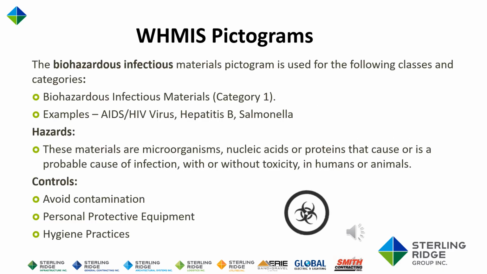The biohazardous infectious materials pictogram is used for the following classes and categories: biohazardous infectious materials, Category 1. Examples: AIDS/HIV virus, hepatitis B, salmonella. Hazards: these materials are microorganisms, nucleic acids, or proteins that cause or are a probable cause of infection, with or without toxicity, in humans or animals. Controls: avoid contamination, personal protective equipment, hygiene practices.